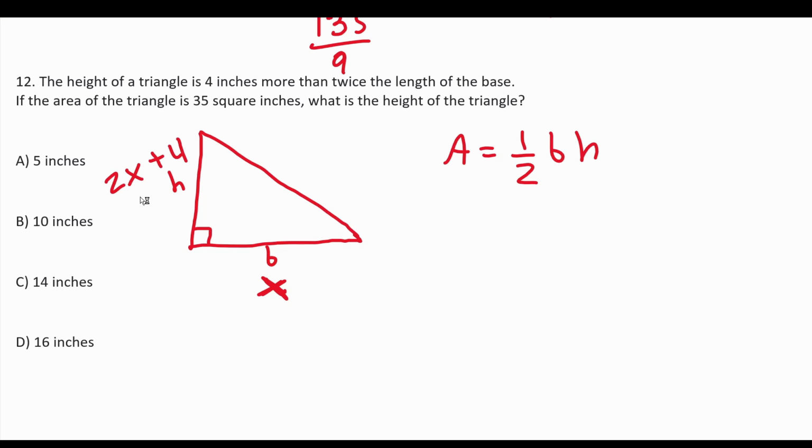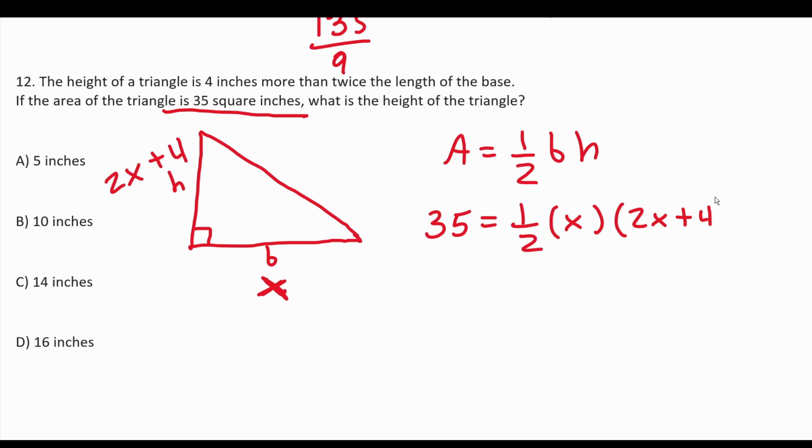All right. And let's go ahead and plug those things into this area equation over here. We're told that the area of the triangle is 35 square inches. So in place of A, I'm going to put 35. Again, 1/2. The base is x, and the height is 2x plus 4. Again, it's twice the length of the base plus 4.